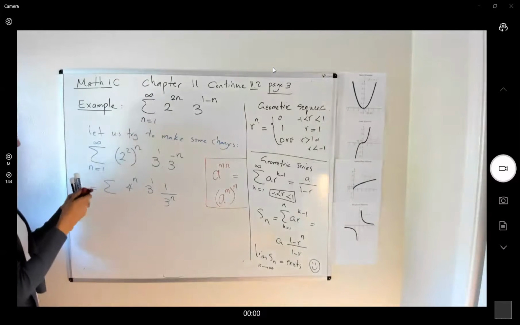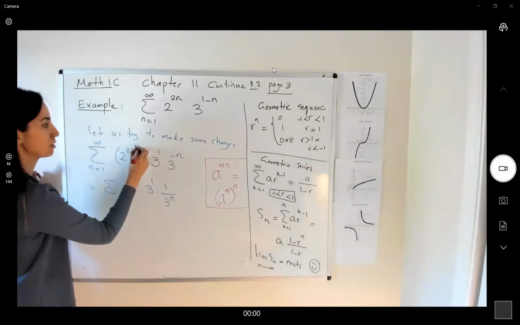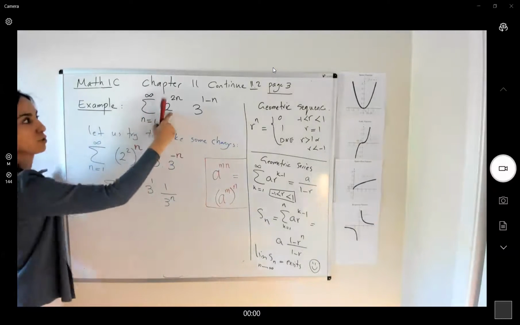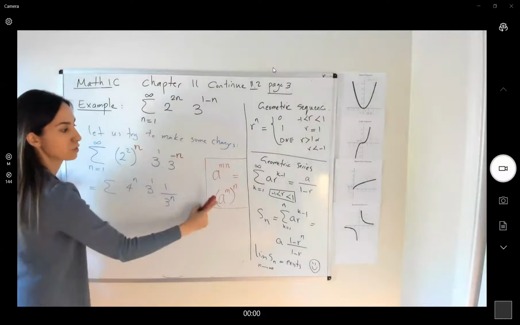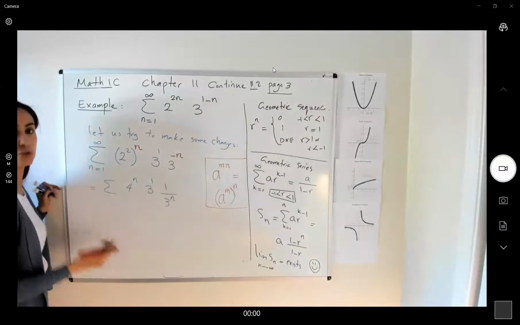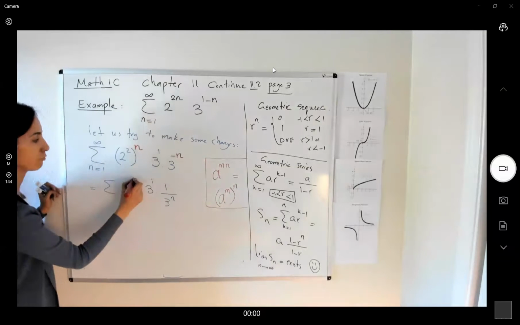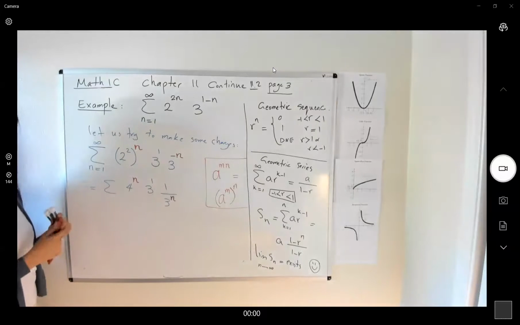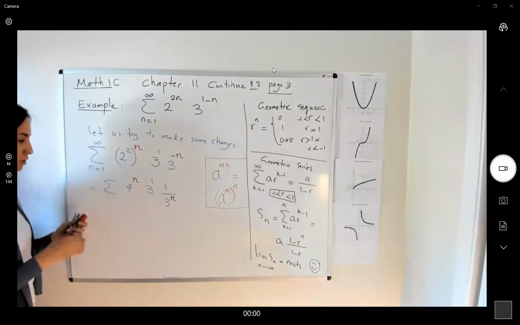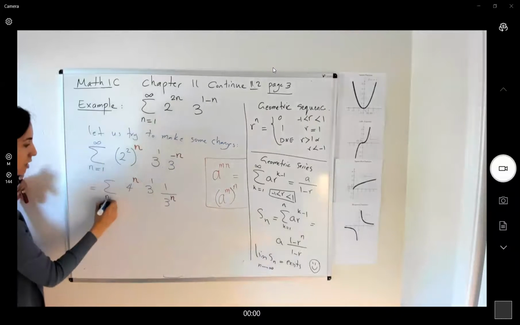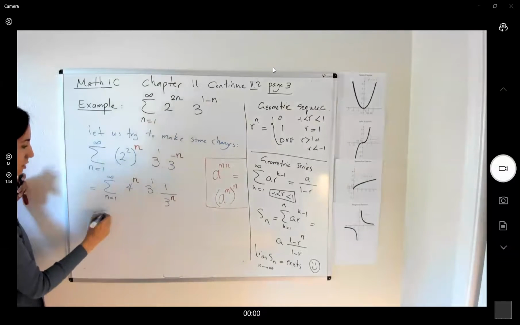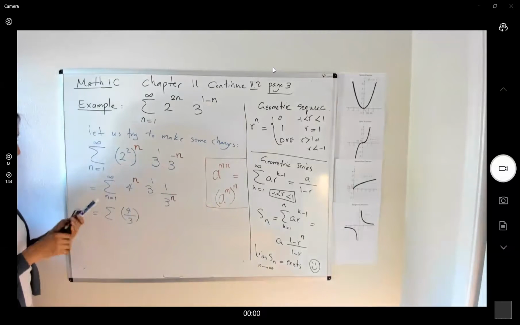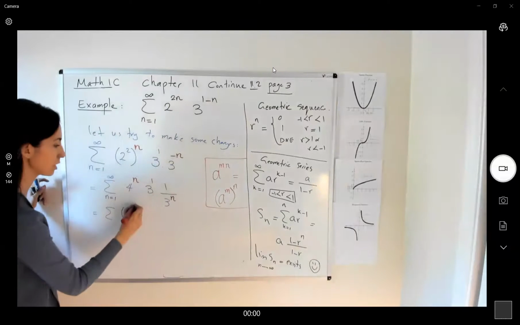So let me write this with a different color so you know what I did. I have 2 raised to 2n, so 2 raised to 2, all raised to n. So I have 4 to the n, 3 to the first power, 1 over 3 to the n. Excellent. Now I can combine these two. From 1 to infinity, this is the sum of 4/3 to the n. Very good.